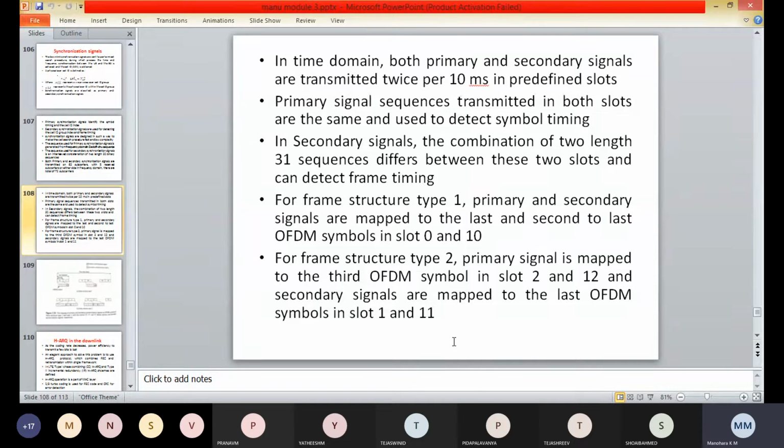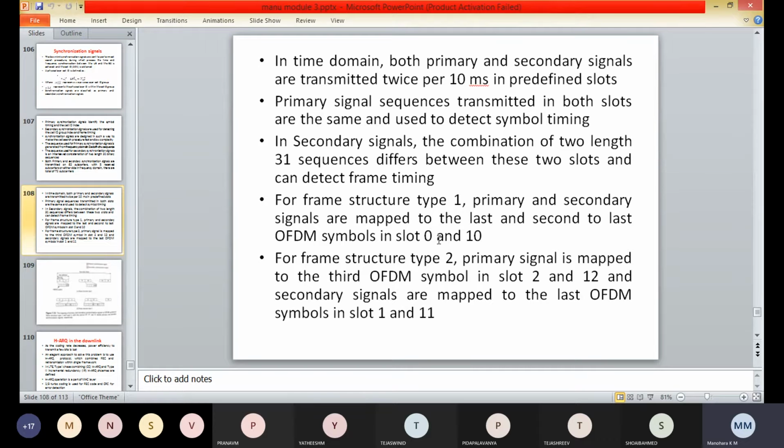So here for the secondary synchronization signals, the combination of two length-31 sequences differs between these two slots. So the sequence pair D1 comma D2 is defined, but D2 comma D1 is not allowed. With this property, the frame timing can be determined from the secondary synchronization signal.